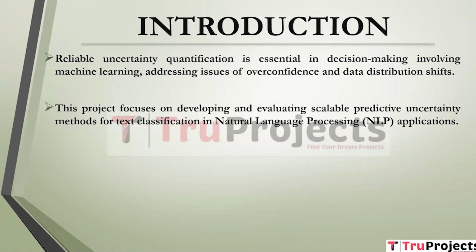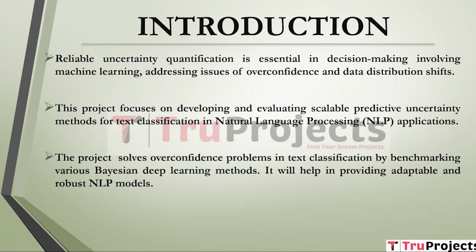This project focuses on meeting the critical need for reliable uncertainty estimation in machine learning systems, particularly within natural language processing text classification tasks. Text classification is pivotal in various applications including sentiment analysis, document categorization, and spam detection.